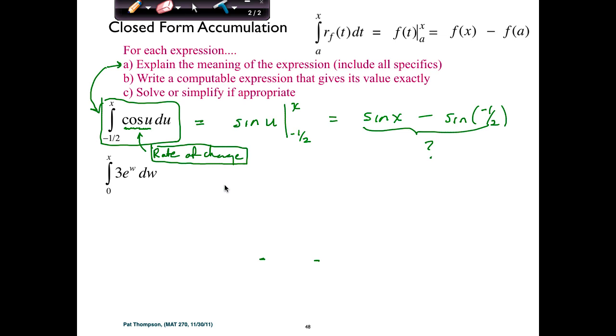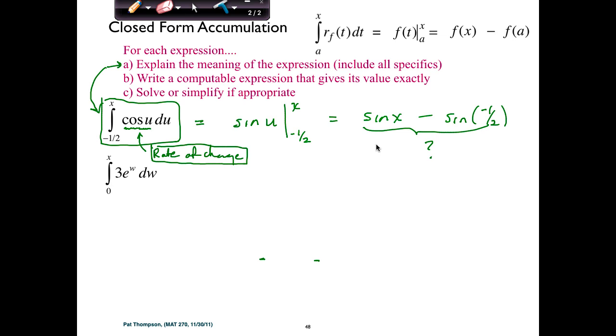And we want to think about this as modeling some real world quantity like volume or mass or temperature or something like that. So we'll just leave it open, right? If there's some quantity in the real world, this is the net accumulation of that quantity starting at negative 1/2, and we know the rate of change of that quantity is cosine u. Okay, so now come over here. What is the meaning of this? What does this one over here mean?